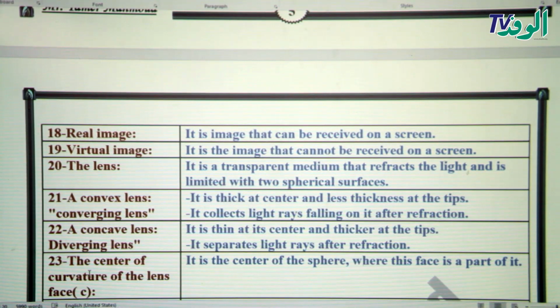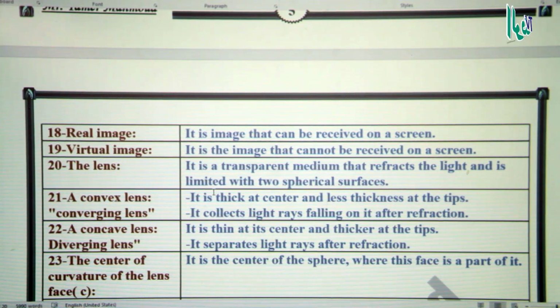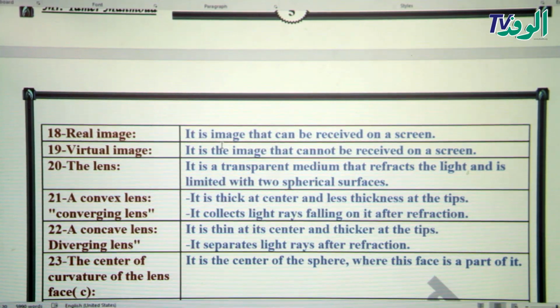What's meant by the real image? It is the image that can be received on a screen, while the virtual image is the image that cannot be received on a screen.